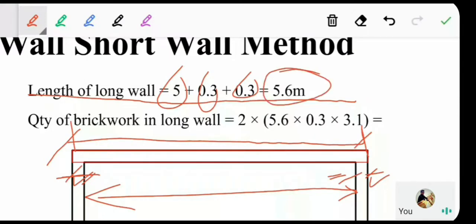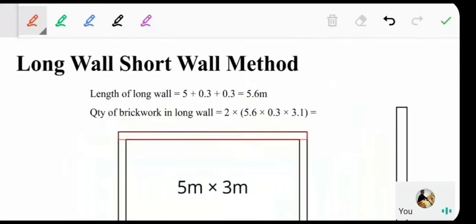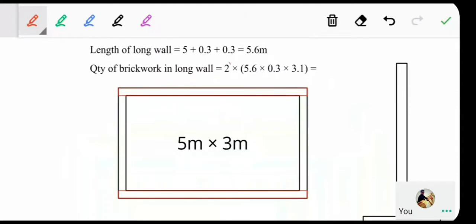Now the quantity of the particular brickwork will be the number of long walls, that is 2, multiplied by the length of the long wall, multiplied by the width of the brickwork, and multiplied with the height of that particular item of work. That will give us the quantity of the brickwork.